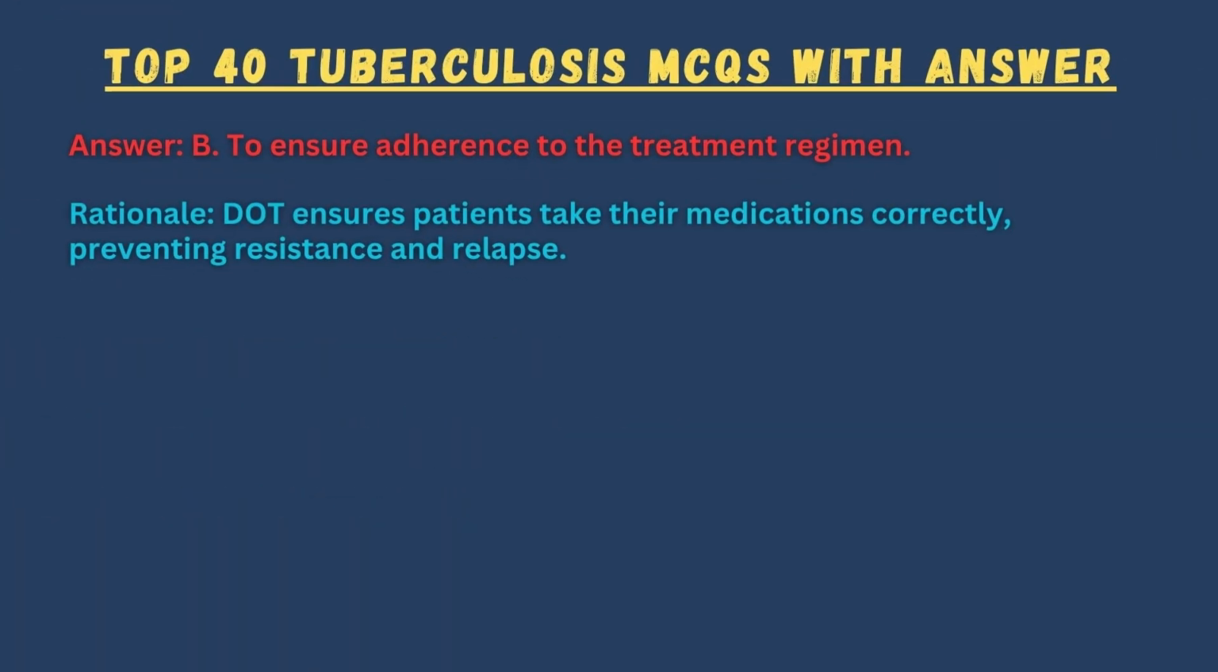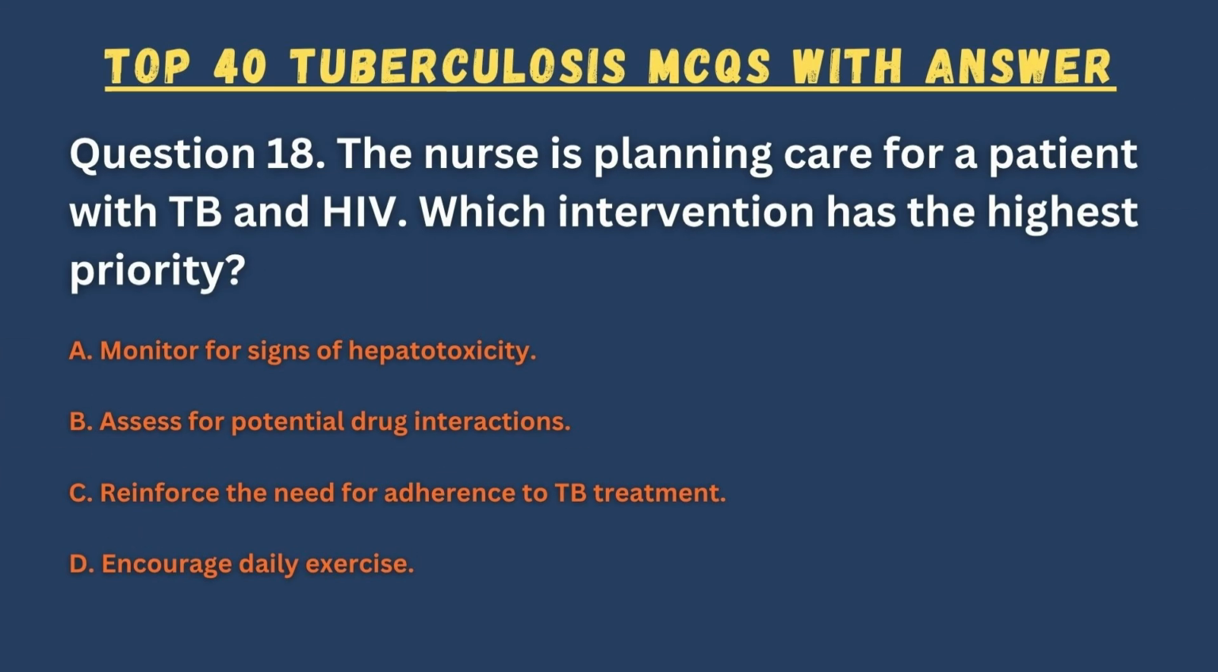Answer B. To ensure adherence to the treatment regimen. Rationale. DOT ensures patients take their medications correctly, preventing resistance and relapse. Question 18. The nurse is planning care for a patient with TB and HIV. Which intervention has the highest priority?